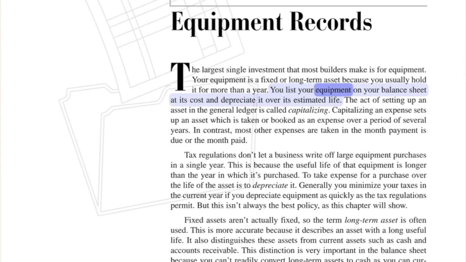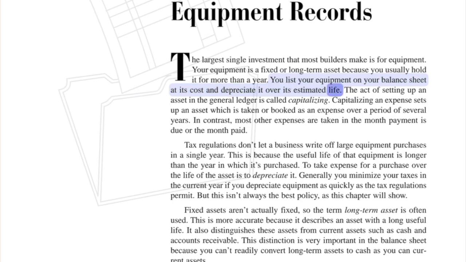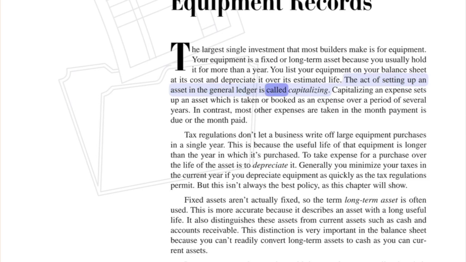Equipment records. The largest single investment that most builders make is for equipment. Your equipment is a fixed or long-term asset because you usually hold it for more than a year. You list your equipment on your balance sheet at its cost and depreciate it over its estimated life. The act of setting up an asset in the general ledger is called capitalizing.